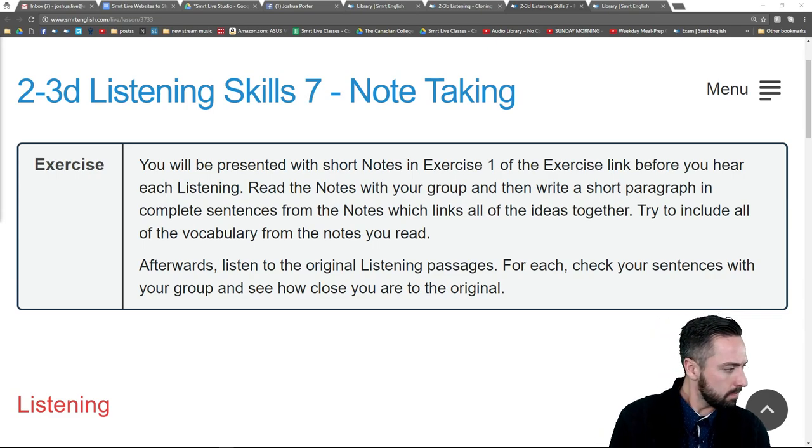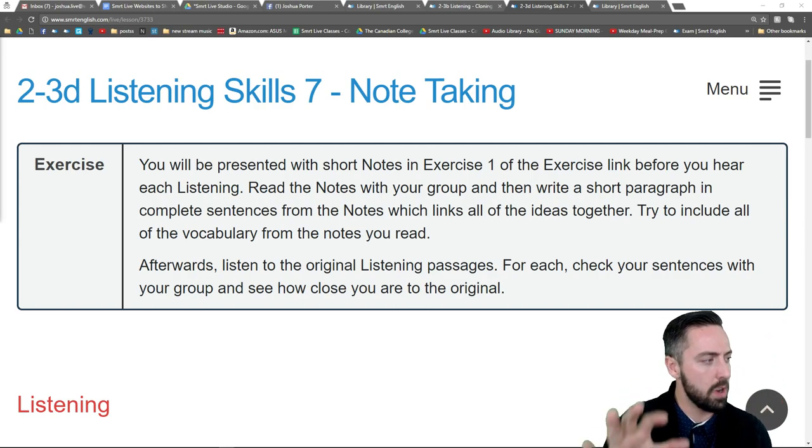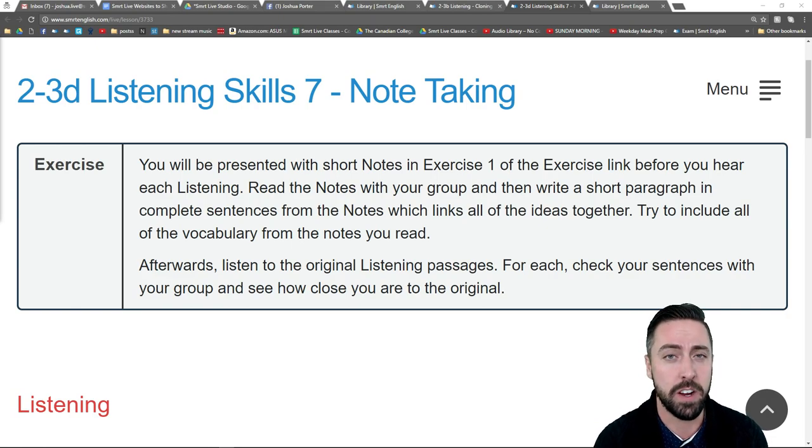So that's perfect. Let's see. Rosa, good. We do want to mention sources, so it's not plagiarism. That's very important in academics. I'm very glad you said that.